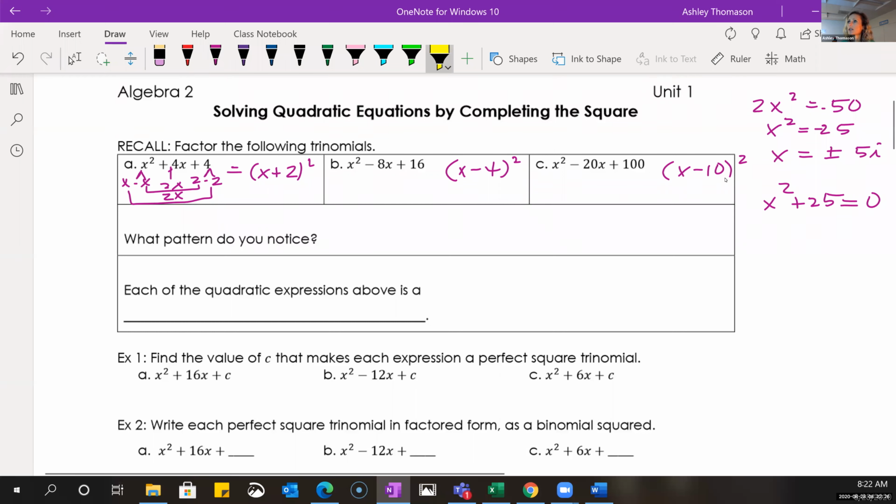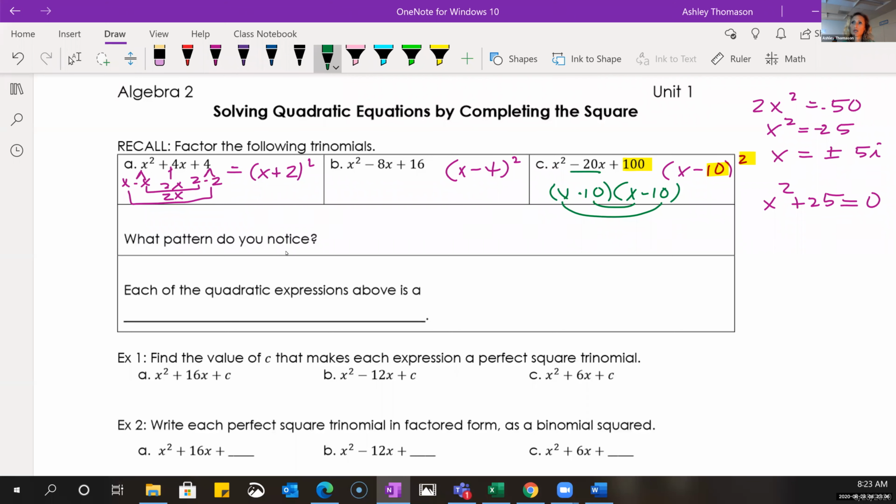So if you look here, you've got the 10 squared, that represents the 100. And if I wrote this out, x minus 10 times x minus 10, and I did the outer term and the inner term, I'd have negative 10 and another negative 10, which gives me negative 20. So I'm just using that perfect square trinomial shortcut to factor. And I know I'm going to get the same factor twice because it's a perfect square trinomial. Does anybody have questions about that?